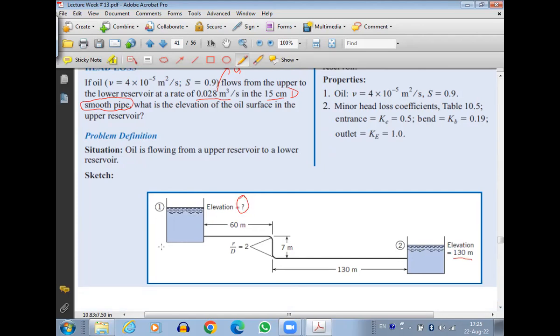So we need to find out how much the elevation in this reservoir should be if the flow rate in the pipe is 0.028 meter cube per second. For this flow rate, how much should be the elevation in the first tank?